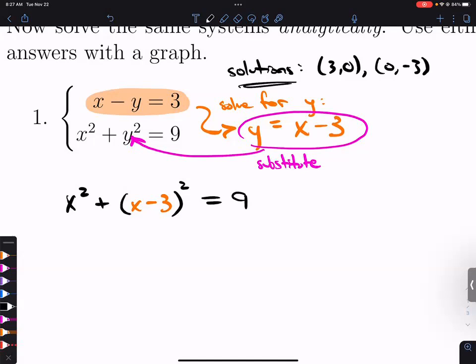Again, after you do the substitution, this should be in terms of just one thing we don't know. It's an equation that's just in terms of x, which is good because we know how to solve that. I'm going to expand the power there. X squared minus 6x plus 9.